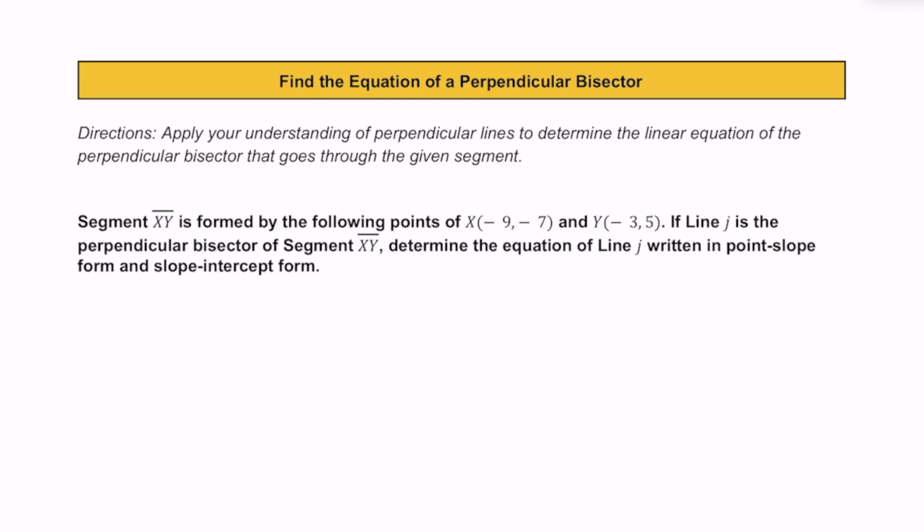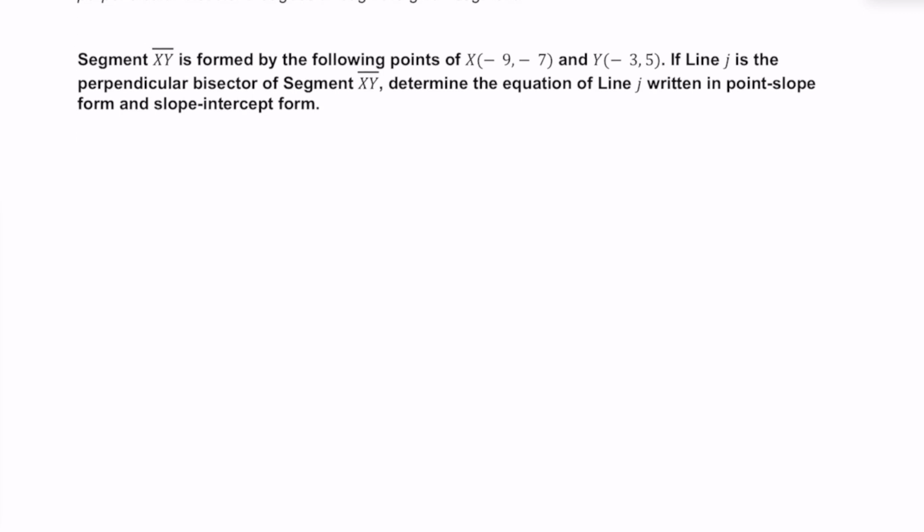Let's practice finding the equation of a perpendicular bisector together. It looks like in this problem we are going to have a segment XY, and it's going to be formed by the points X, which is at (-9, -7) in quadrant 3, and Y, which is (-3, 5) in quadrant 2. And while you totally don't have to do this, I'm going to go ahead and put this on a coordinate plane so you can visualize what's going on.